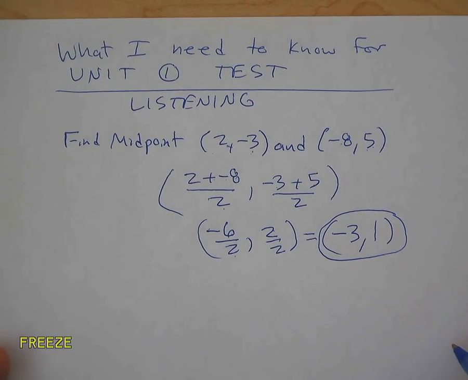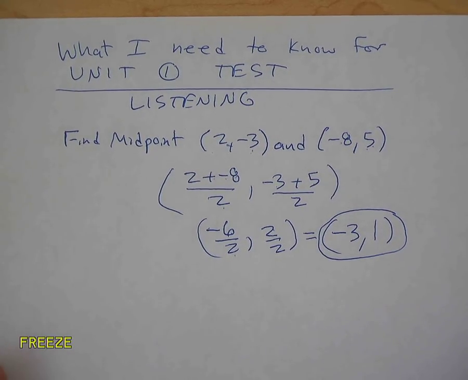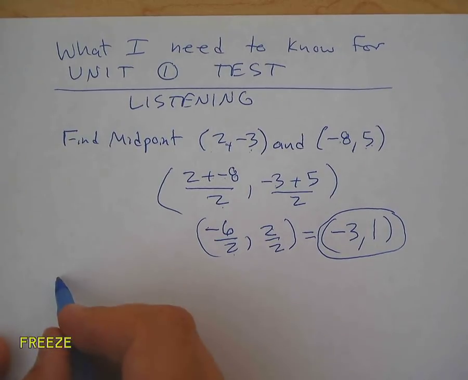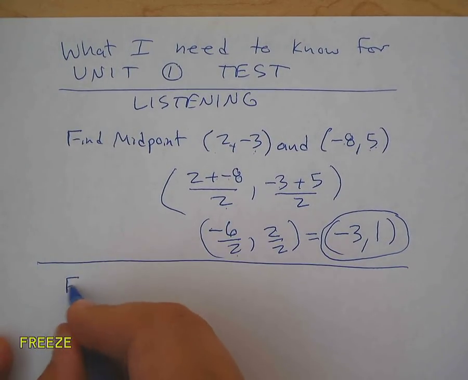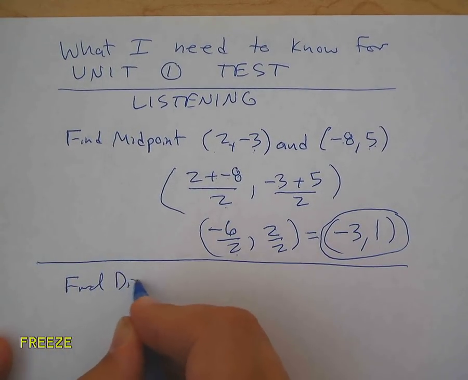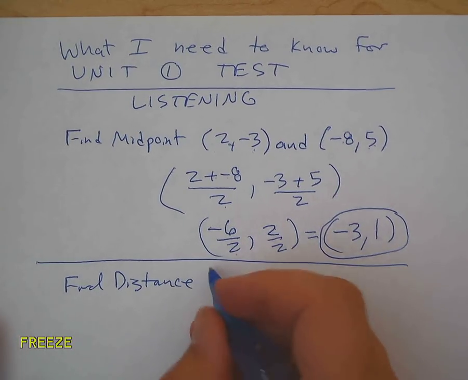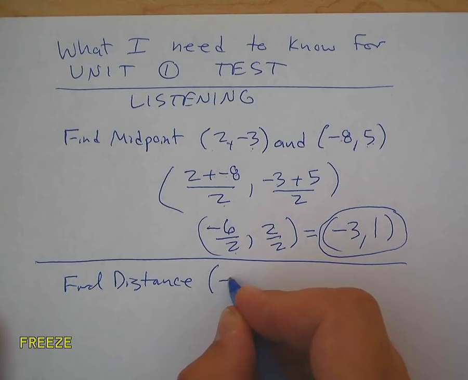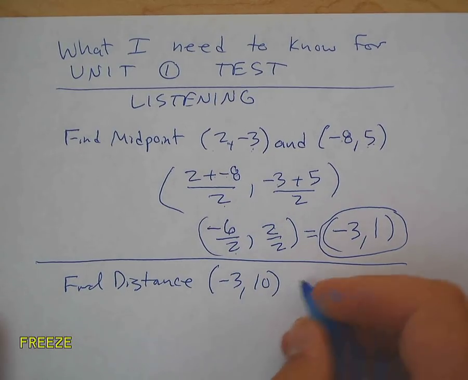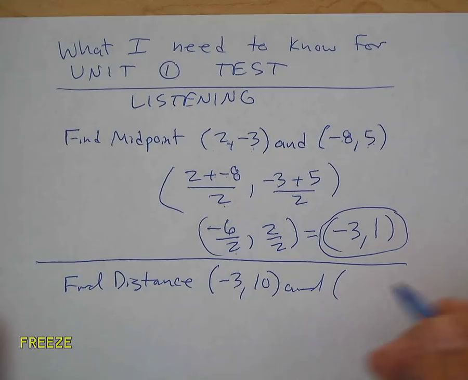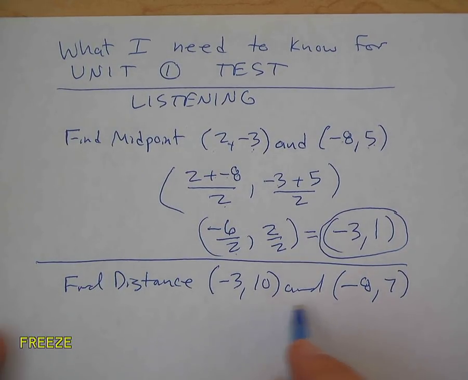All right. The next type of thing that you're going to need to know is finding the distance. So I'm going to find the distance between 2 points. Let's say those points are (-3, 10) and (-8, 7). And those are the points I want to find the distance between. I could do it two ways.